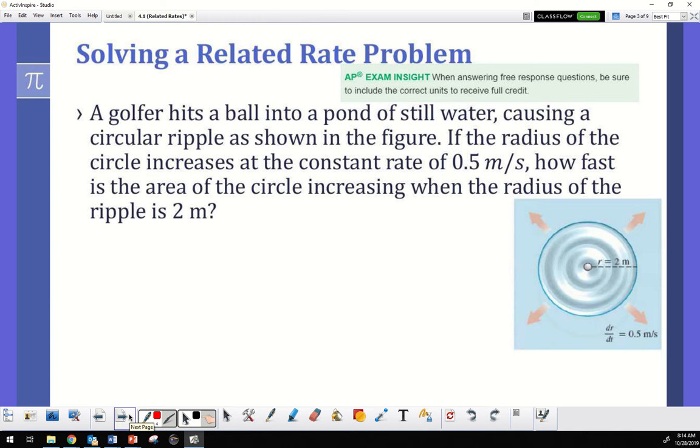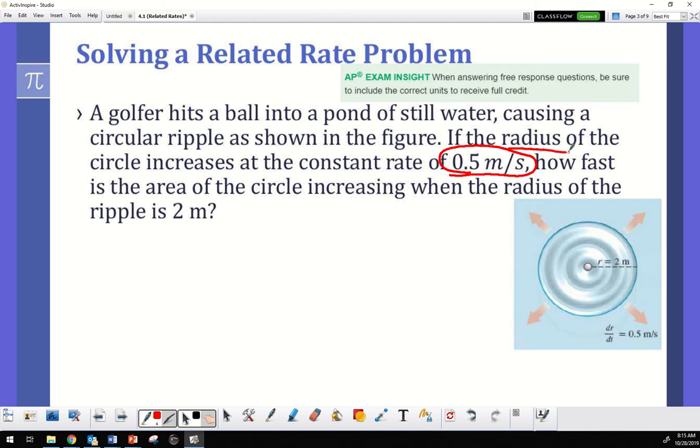A golfer hits a ball into a pond of water, causing circular ripples as shown in the figure. The radius of the circle increases at a constant rate. Ooh, this is important right here. There is a constant rate. So, constant rate. So, the radius.